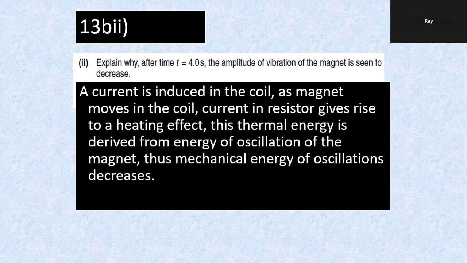Right? So the oscillating magnet has mechanical energy. When it's damped, current flowing through the coil and the resistor, energy is lost. So the mechanical energy is converted into electrical energy and finally converted into heat. So that's why you have damping, no? Amplitude decreases, no? Okay or not?